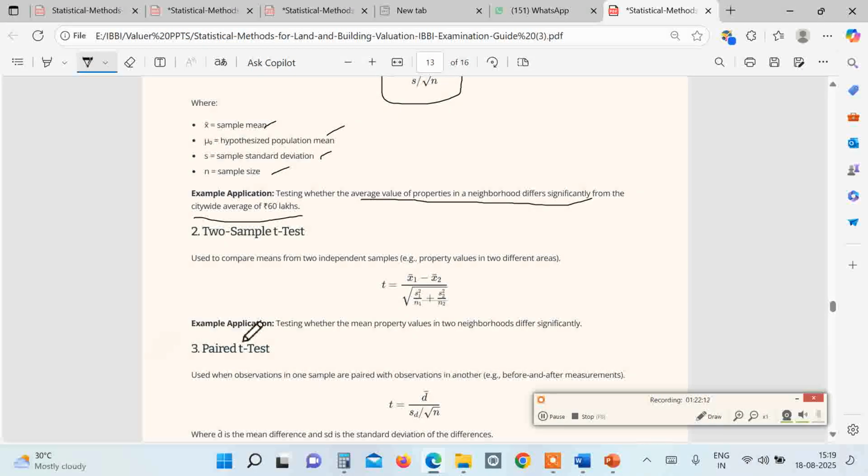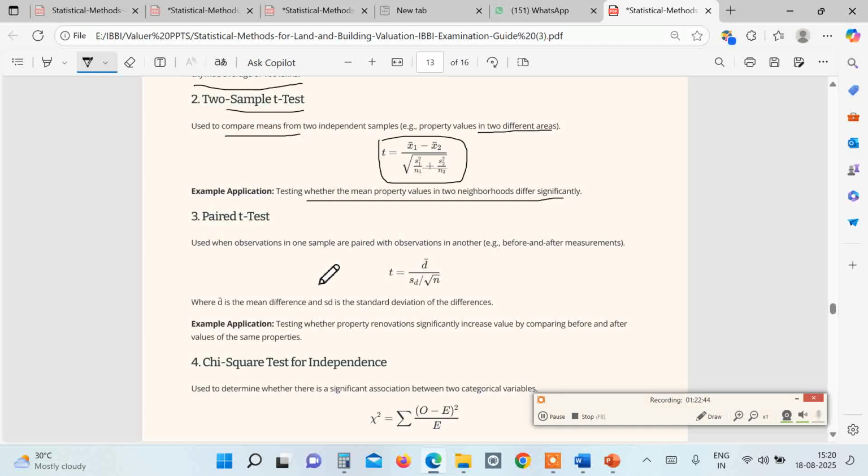Second is the two sample t-test. It is used to compare the means of two independent samples, for example property values in two different areas. The formula is t equals x1 bar minus x2 bar divided by the square root of s1 square divided by n1 plus s2 square divided by n2. This is used to test whether the mean property values in the two neighborhoods differ significantly.